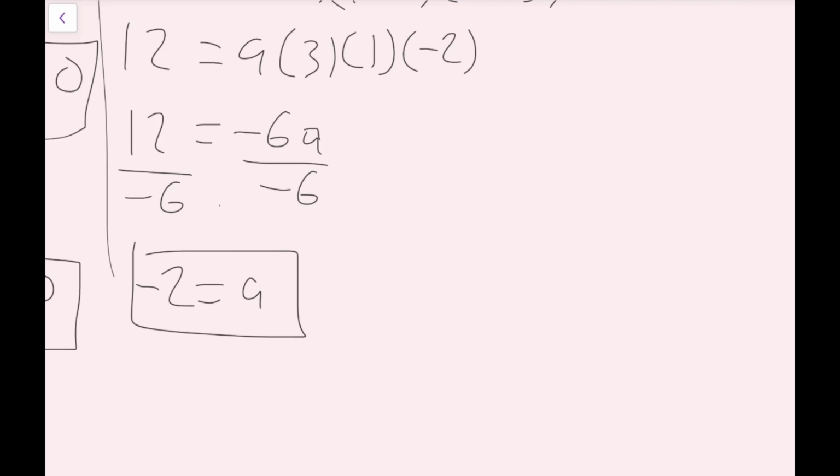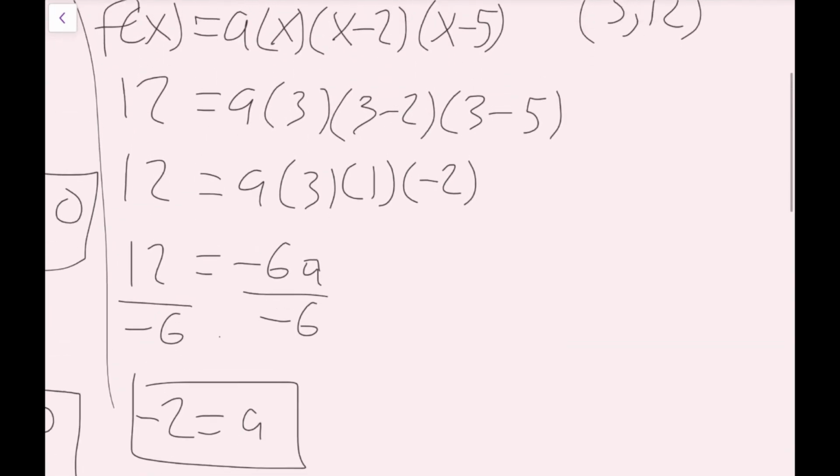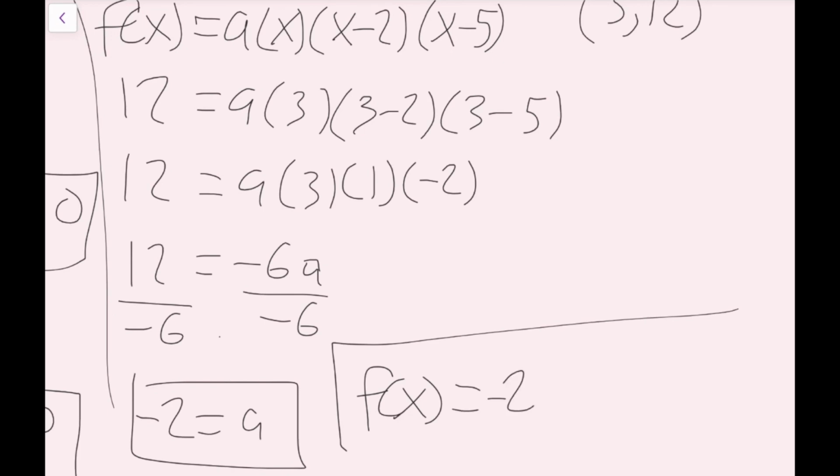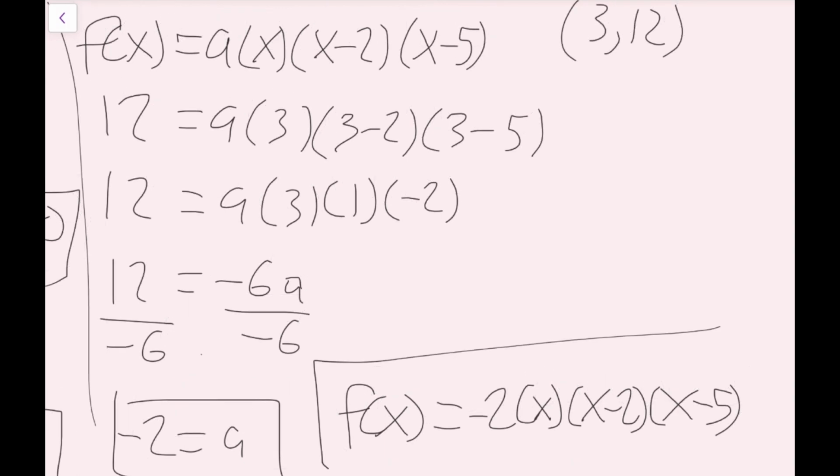So all I need to do is plug this a value into my original equation up here. So if I write it over here, I get f of x equals negative 2 times x minus 2 times x minus 5. And it does not specify to put it in standard form, so this is fine. This is our final answer.